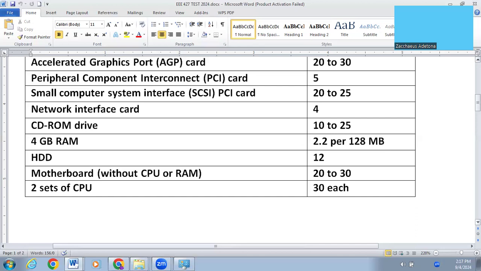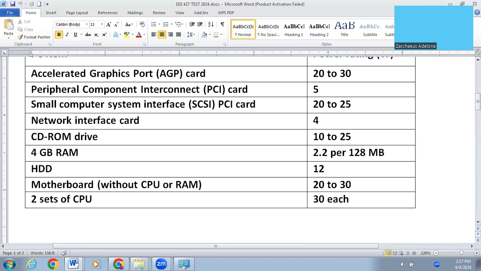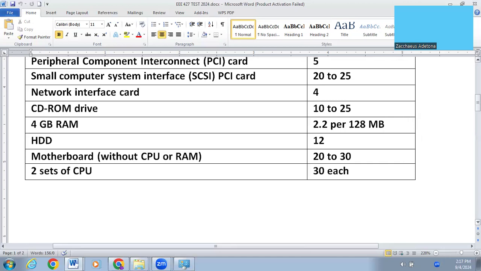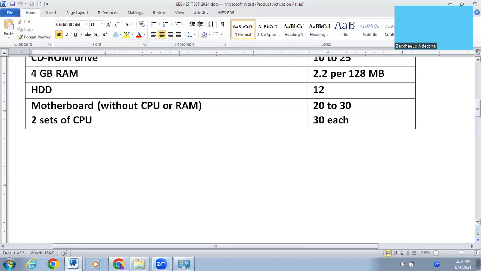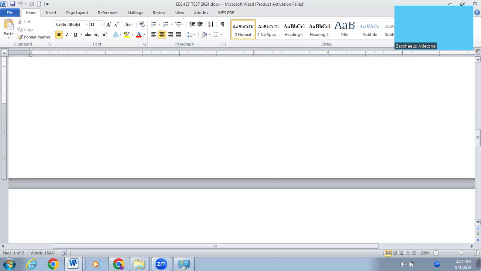So that is it. So we need to determine the capacity of the power supply unit that will be suitable for installation of this new computer system. That is question number 2. All right, let's move on now to the next question.